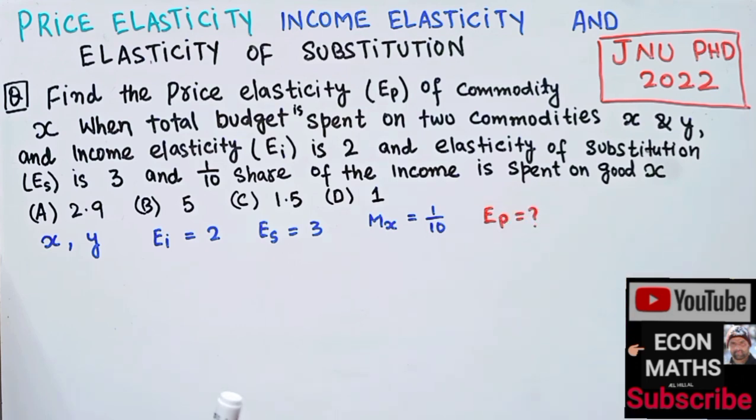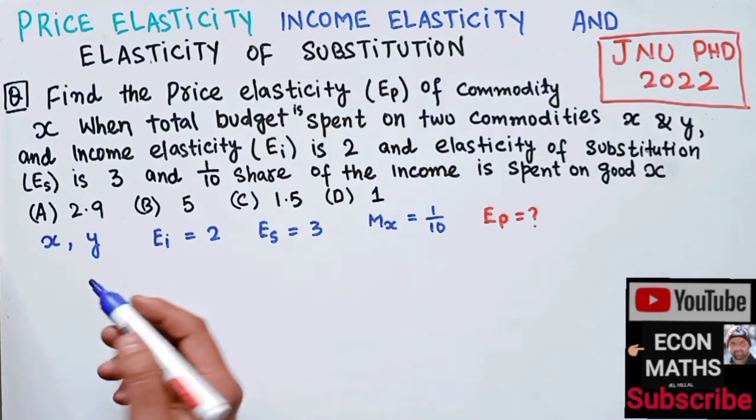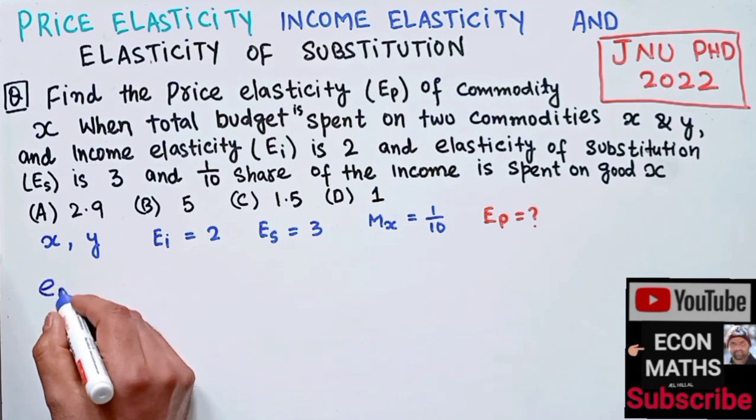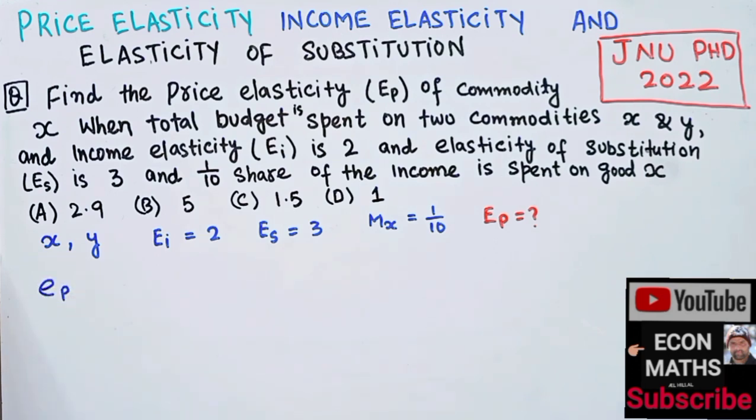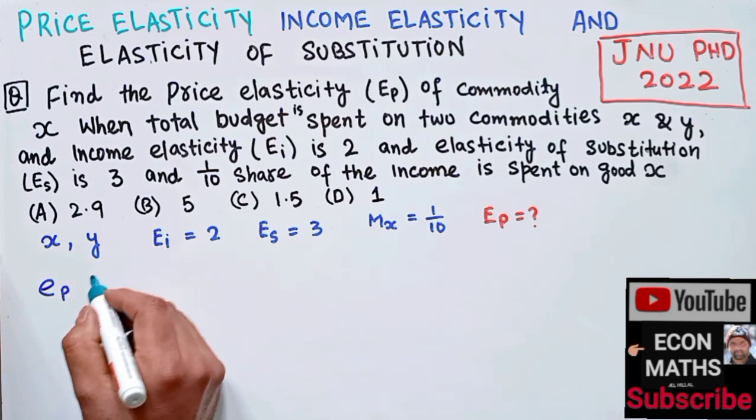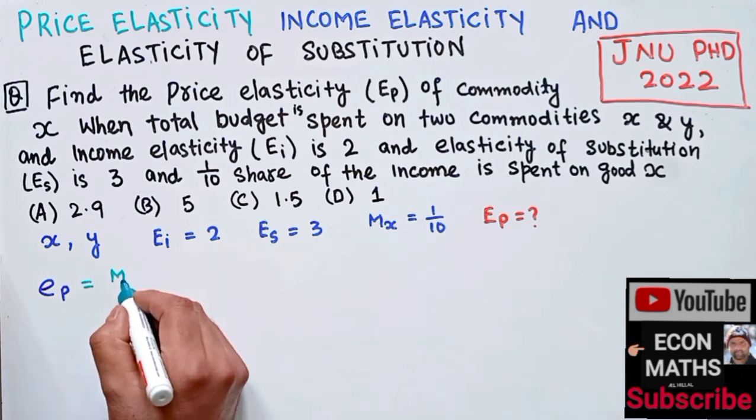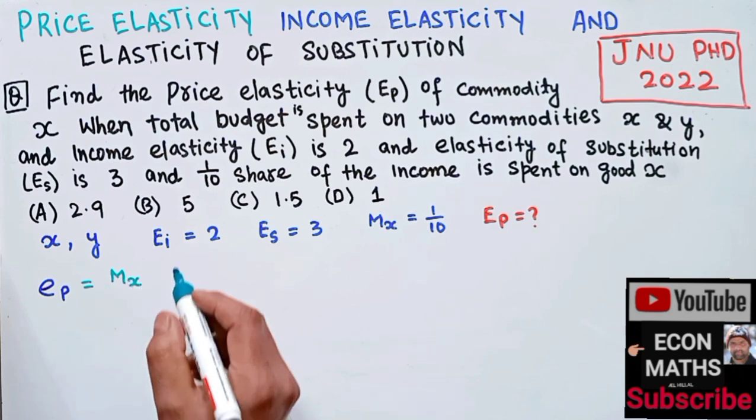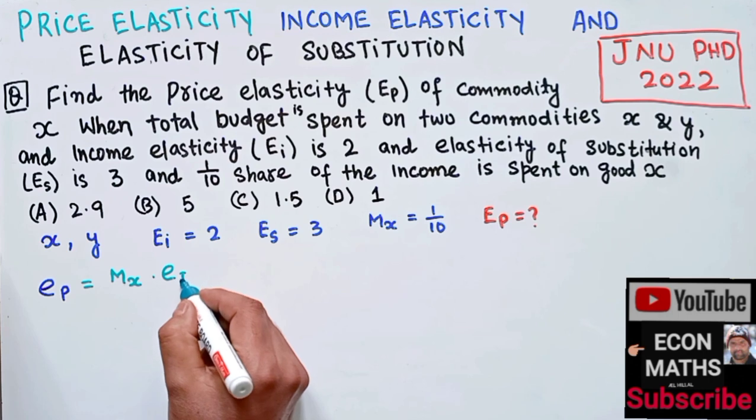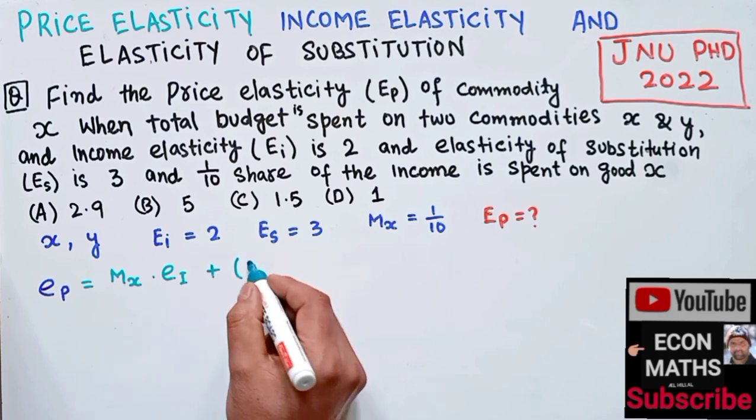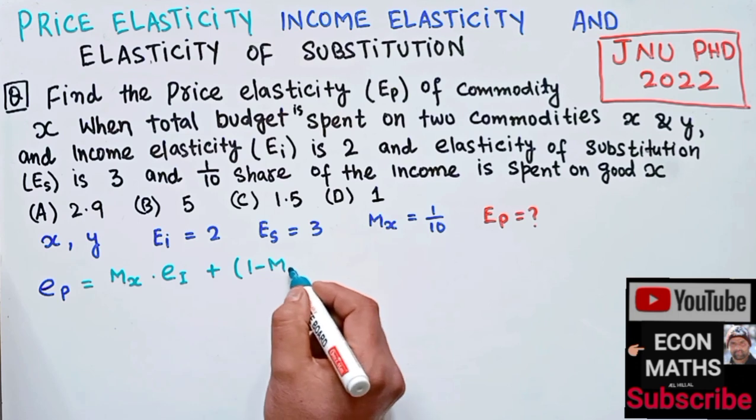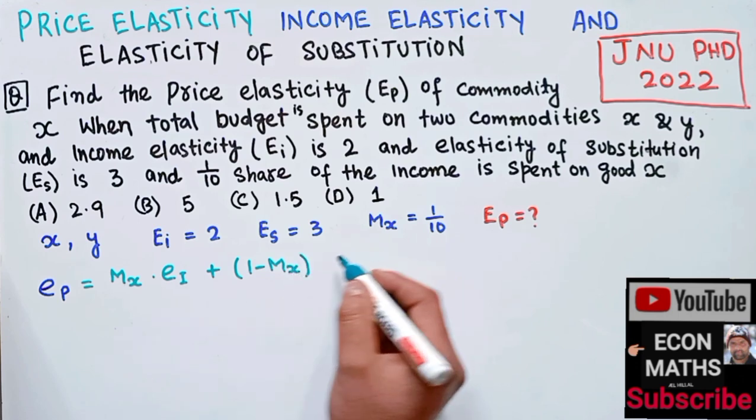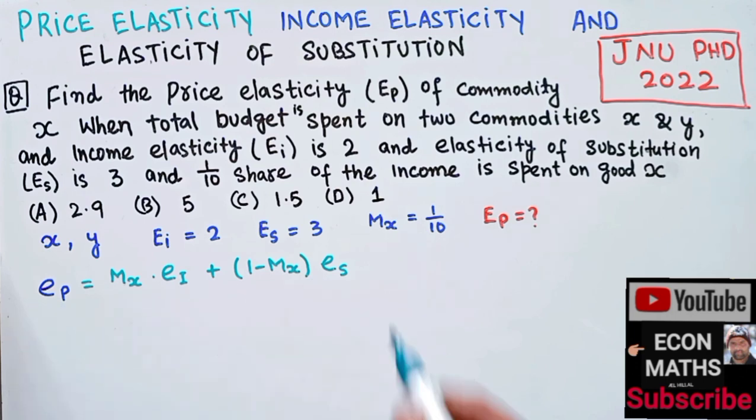Now here price elasticity of demand is given by the Slutsky equation in this case, and that is given as: price elasticity is equal to share of income spent on good X times the income elasticity plus 1 minus the share of income spent on good X times elasticity of substitution. This is the relationship between the price elasticity, income elasticity, and elasticity of substitution.